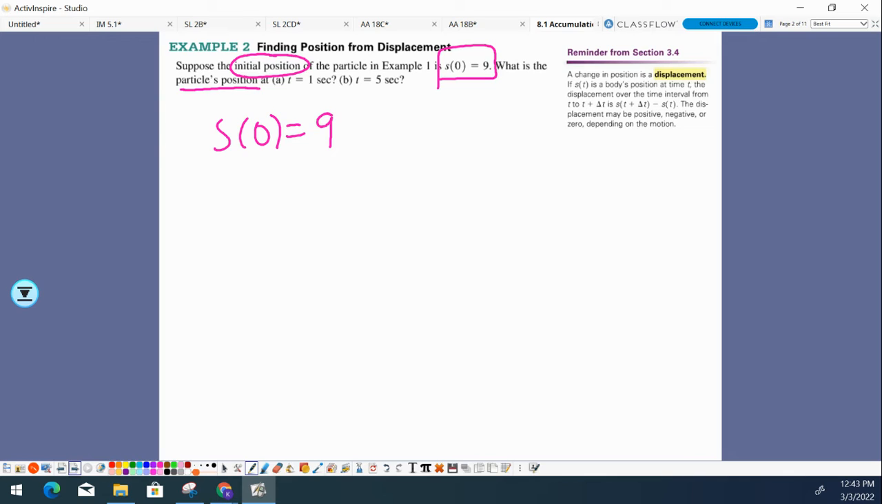So let's think about this. If I'm starting at 9, I'm going to add how much I've traveled in the first second. So would it make sense that I'm going to do the integral from 0 to 1? Because if we look at SVA, if I know the velocity, to go back to finding position, that's where I do the antiderivative, from 0 to time 1, v of t dt.